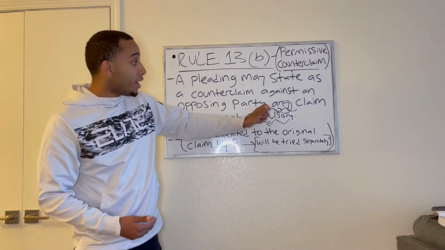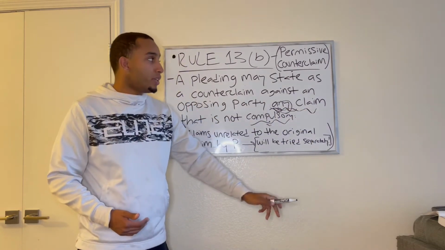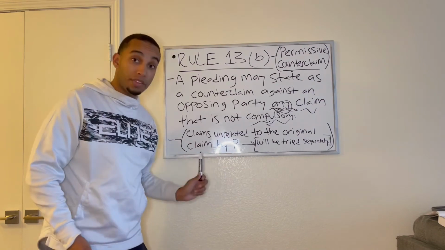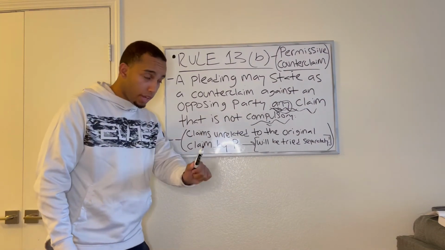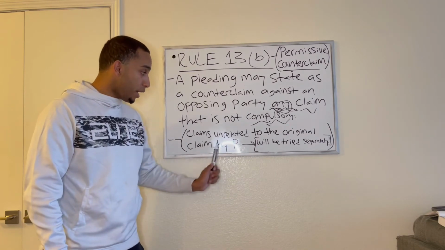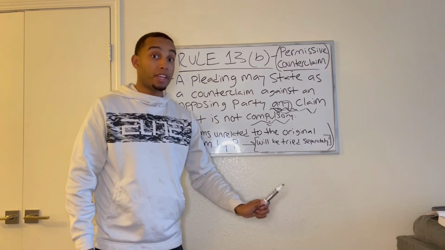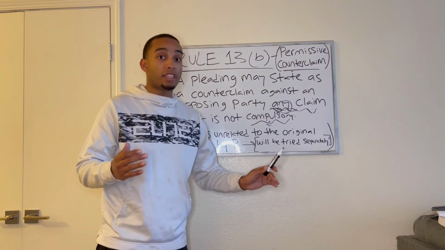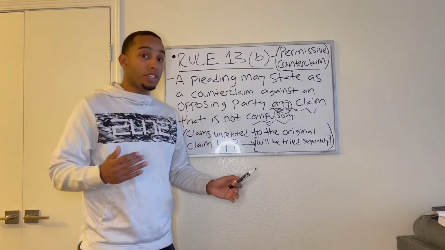However, having any claim against the plaintiff would be a permissive counterclaim. As you can see with what I put down here in parentheses, claims unrelated to the original claim by the plaintiff will be tried separately. Therefore, the defendant can sue the plaintiff for anything. Doesn't matter what it is. It does not have to be on the same transaction or occurrence. The defendant can sue the plaintiff for any reason.